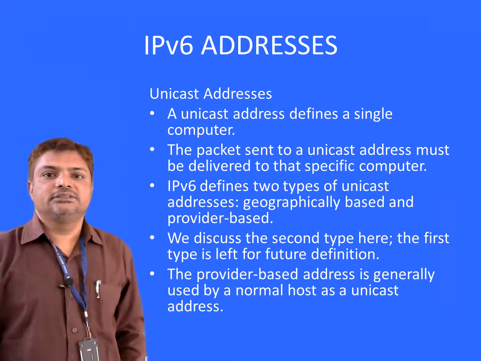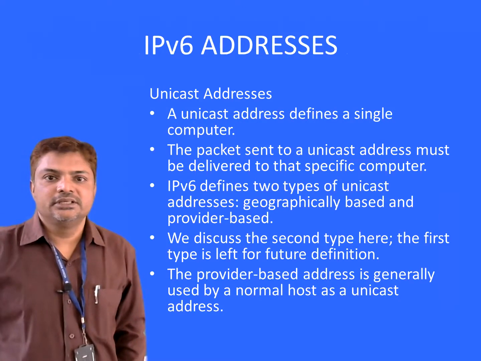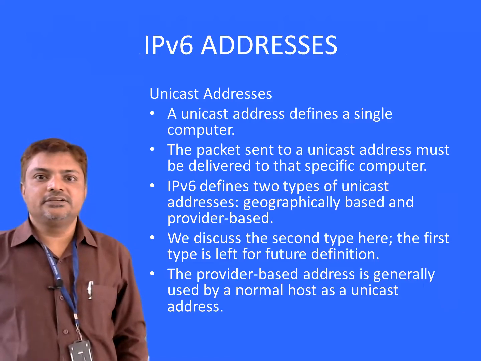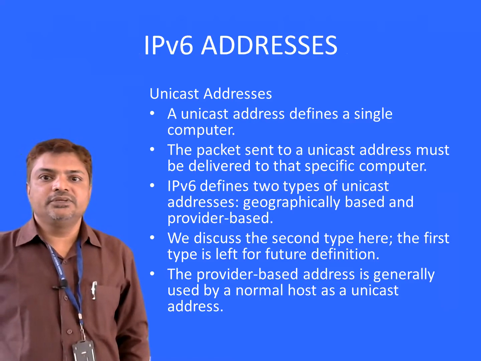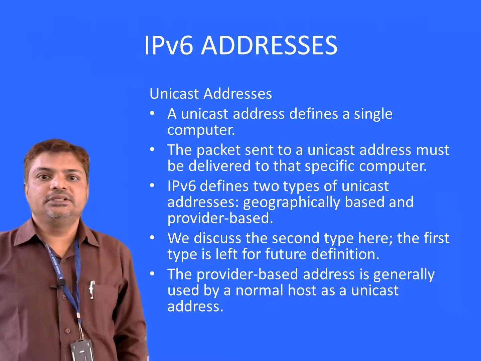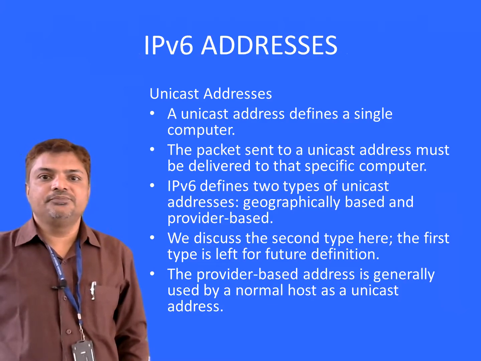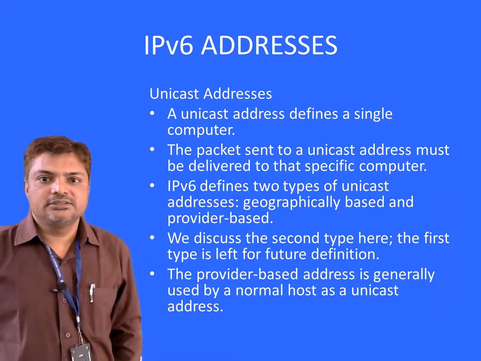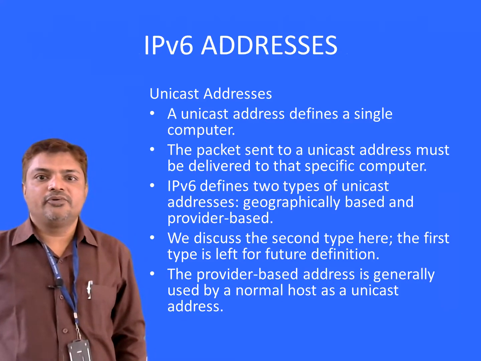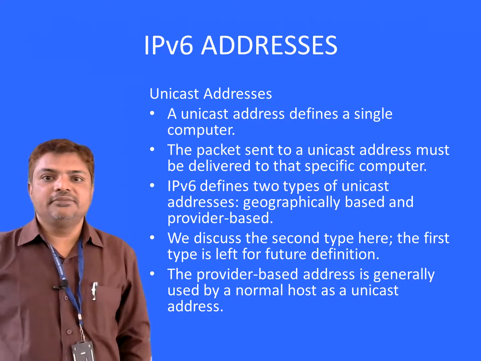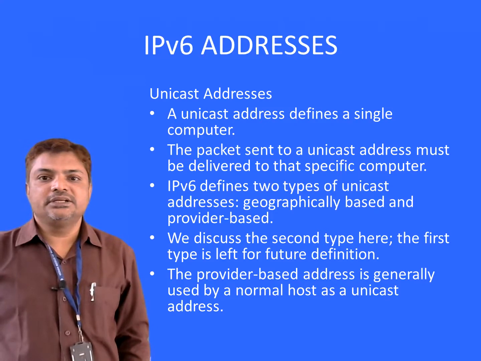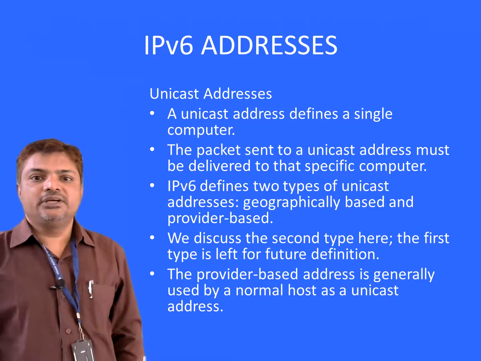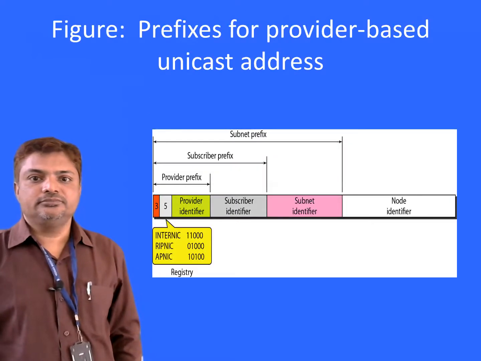IP version 6 unicast addresses. A unicast address defines a single computer. The packet sent to a unicast address must be delivered to the specific computer. IP version 6 defines 2 types of unicast addresses: geographically based and provider based. We discuss the second type here. The first type is left for future definition. The provider based address is generally used by a normal host as a unicast address.